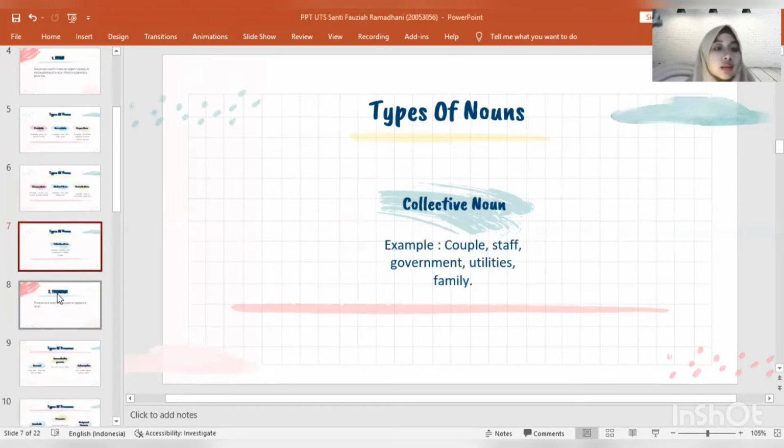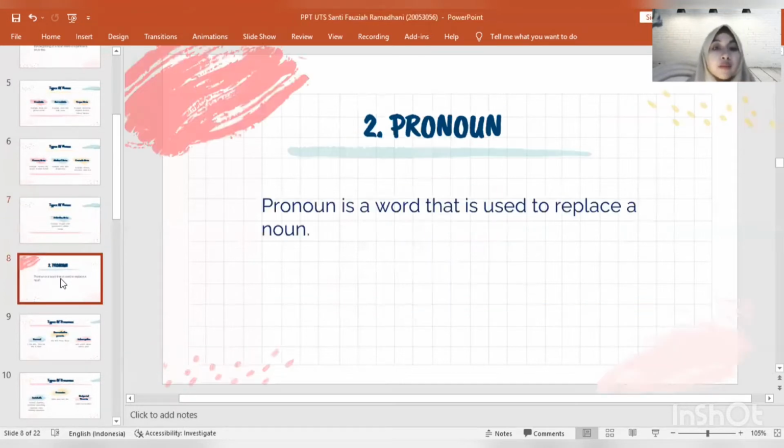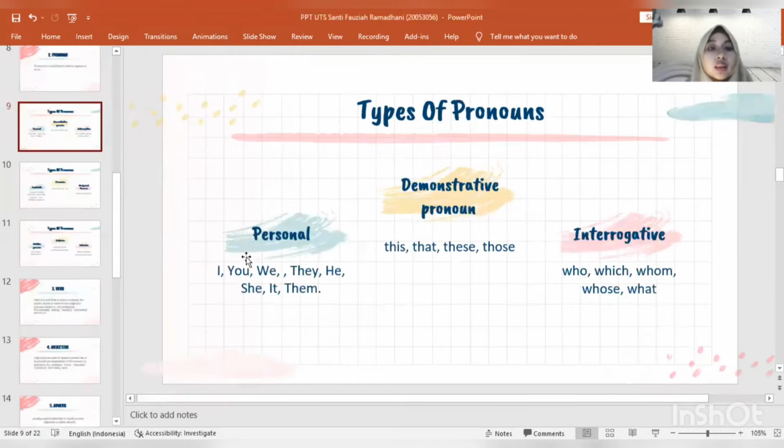The second type of part of speech is pronoun. Pronoun is a word that is used to replace a noun. The types of pronoun: the first is personal. Personal is a pronoun to replace pointing words, namely I, you, we, they, he, she, it, and them.